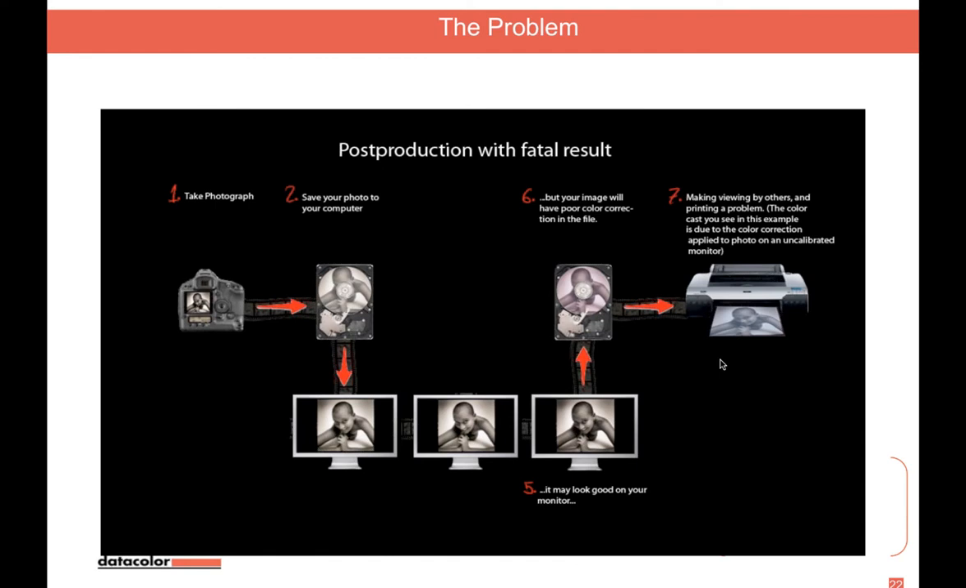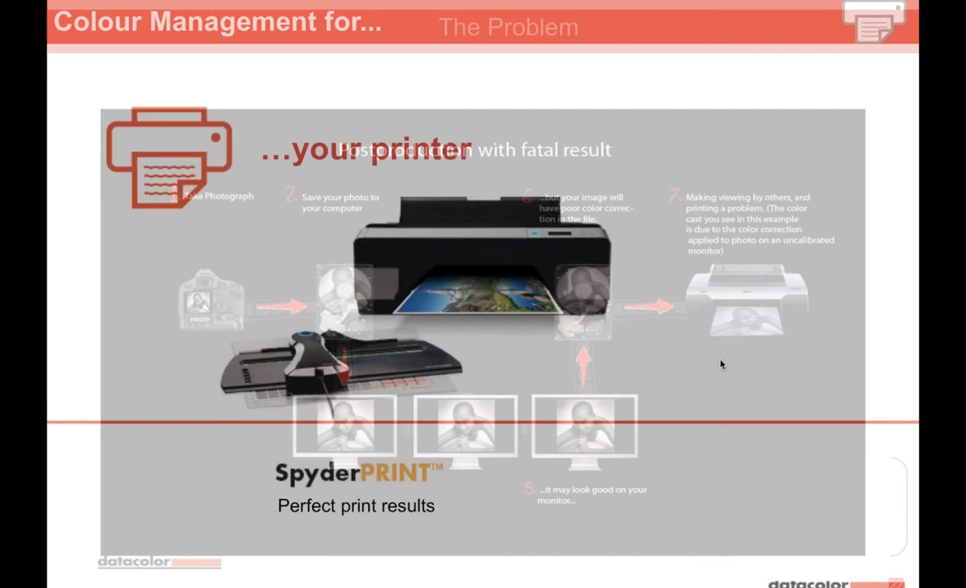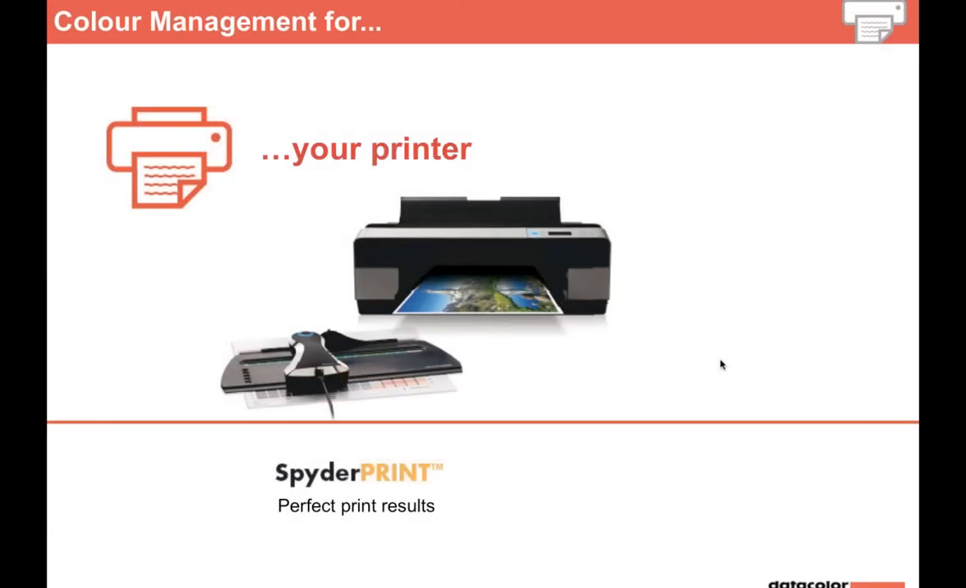Of course, that's the thing. We don't really know yet how to create those profiles. Well, Datacolor once again has a lovely solution for doing just that. If you're printing out your own work and you want to make sure that I can see those colors as accurately as I possibly can, and maybe have different profiles for different types of paper, different types of ink, then you need to get a Spyder Print.